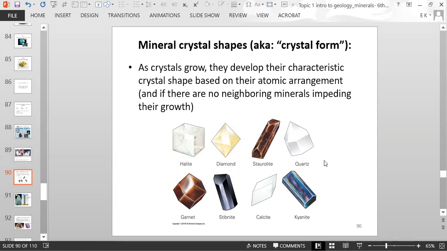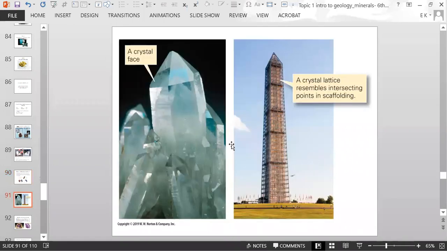For example, within a rock, little mineral crystals are going to bump into their neighboring crystals as they all grow together. So within a rock, many times you don't see the full true crystal shape. But in this case, these are quartz crystals. These were able to grow without anything impeding their growth, so they were able to grow with their crystal face.